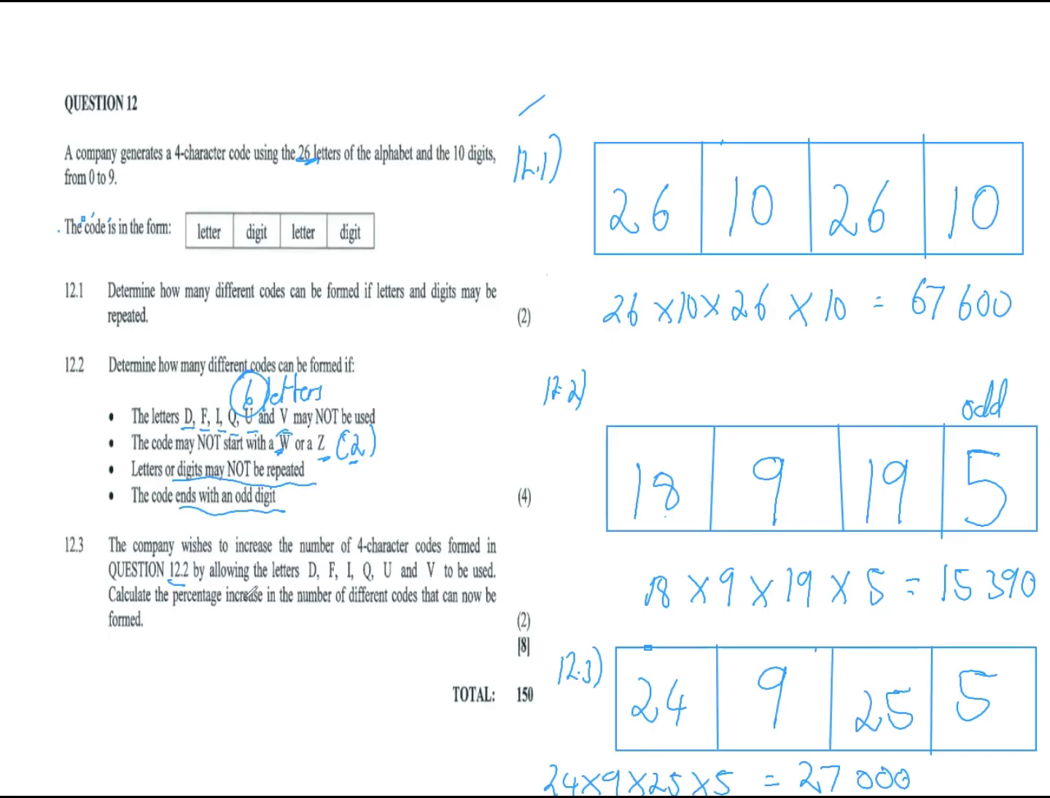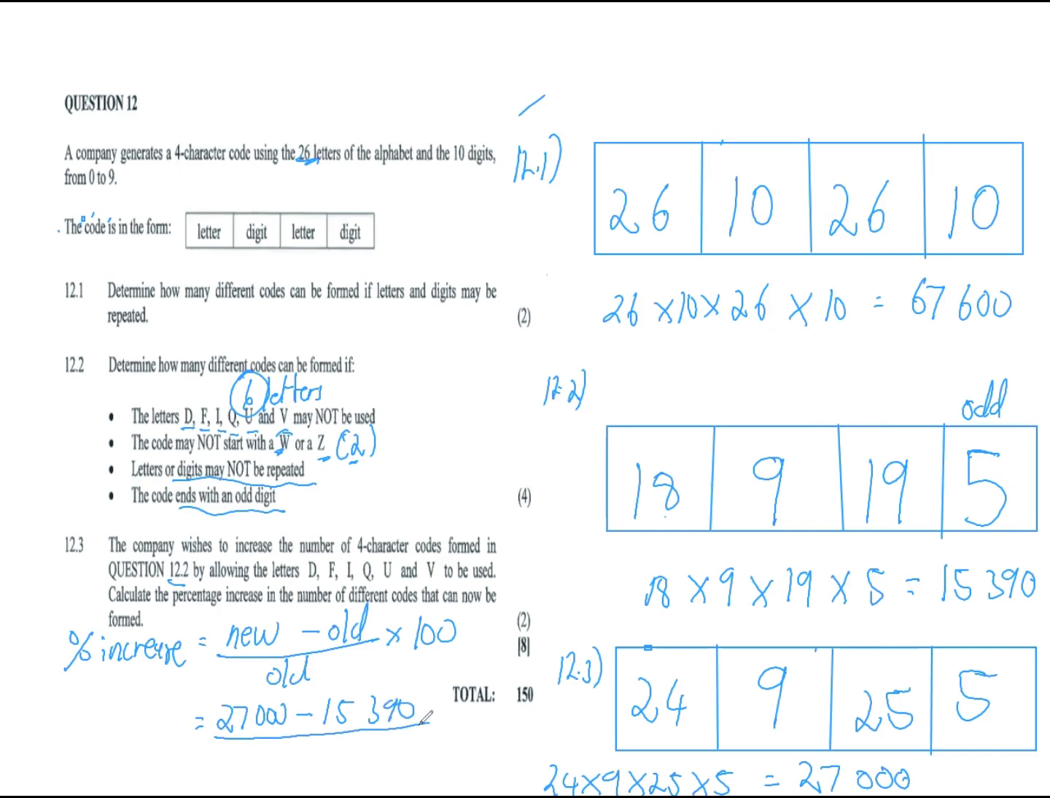They are saying we must calculate the percentage increase in the number of different codes that can now be formed, right? So to calculate the percentage increase now, this is what we need to do. We have to say the new number minus the old number divided by what? The old number. So if you still remember in grade 8, grade 9, we used to have this formula here for percentage increase. New minus old over old times 100. So the new number of codes that would be formed is now what? 27,000. But the old number was only 15,390.